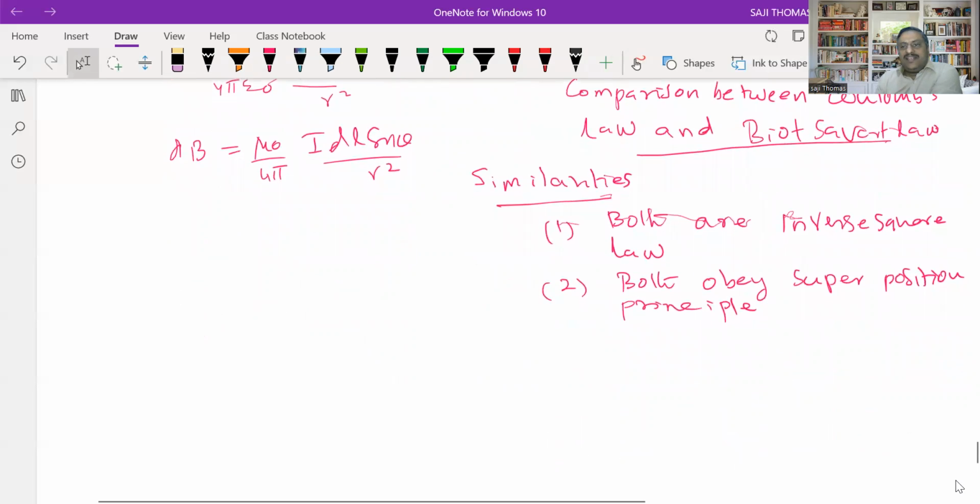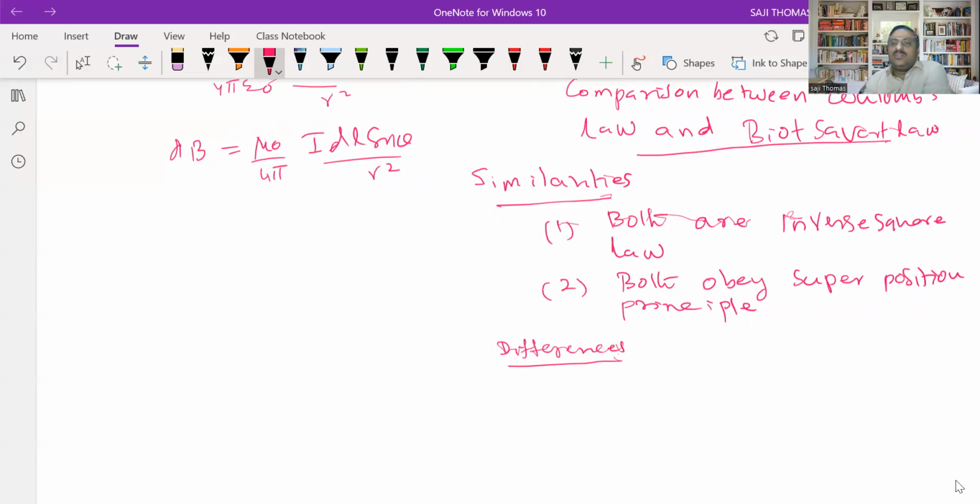Now, some differences. In Coulomb's law, the source of electric field is charge at rest, and charge is a scalar quantity. But in Biot-Savart law, the source of magnetic field is I dl. I dl is known as current element. It is a vector quantity. That is the first difference.